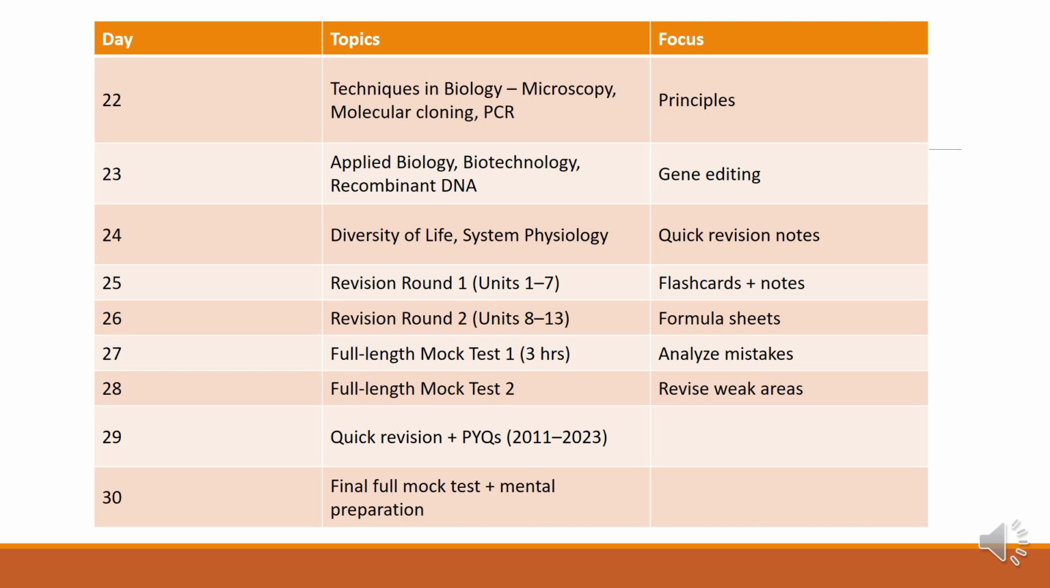Day 24, diversity of life, system physiology. It will be a quick revision note preparation. And on day 25, revision round 1, units 1 to 7 using flashcards and notes. And on day 26, revision round 2, units 8 to 13, and we will use formula sheets. And on the 27th day, it will be a full length mock test for 3 hours, and we will analyze the mistakes. And 28th day, full length mock test 2, we will analyze the weaker areas.